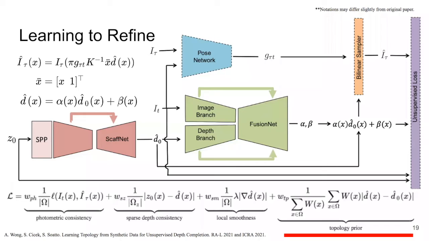We note that the topology prior is conditioned on the local photometric residual by a weight matrix W, so that it selectively regularizes the output depth based on the compatibility between the initial estimate and the image. In other words, we only regularize if the reprojection error of the initial estimate is low. Otherwise, FusionNet has the freedom to modify the output of ScaffNet. And by minimizing this term, FusionNet learns to amend regions that are not compatible with the image while preserving the rest of the scene.